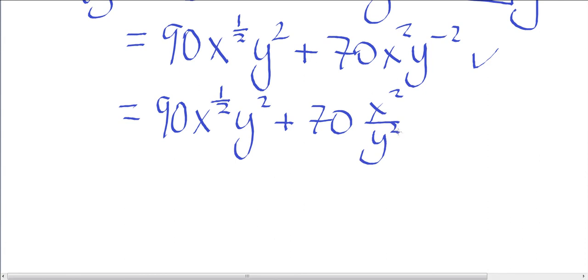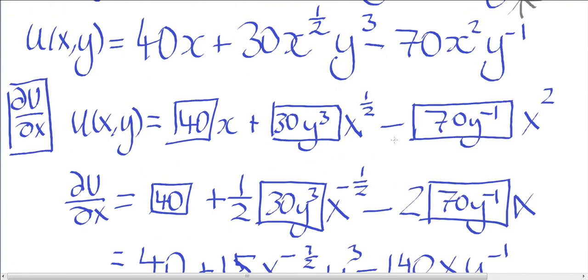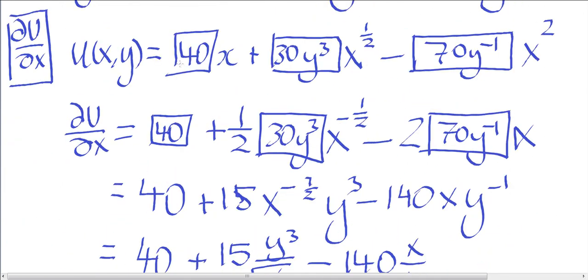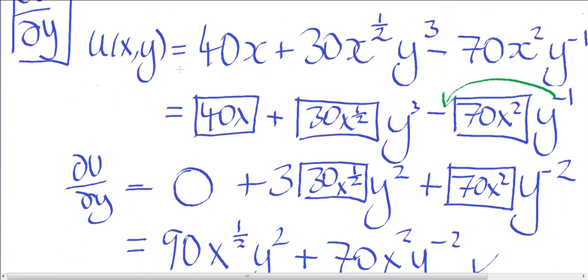Okay. Now, what are they saying? The indifference curve that passes through 355 and 650. So what that means is x1 is 355 and x2 is 650. And remember, I renamed those to x and y. So from my point of view, x is 355 and y is 650. Okay, so I need to sub them now into the partial derivatives.